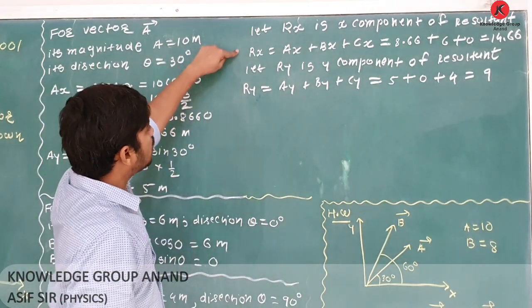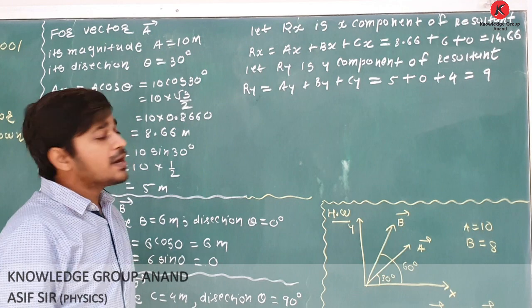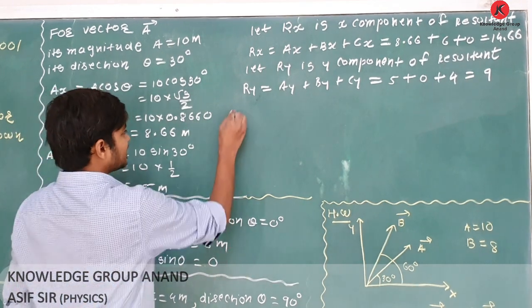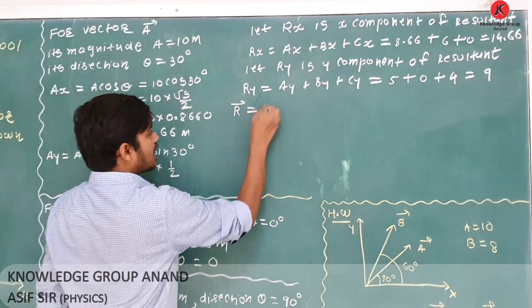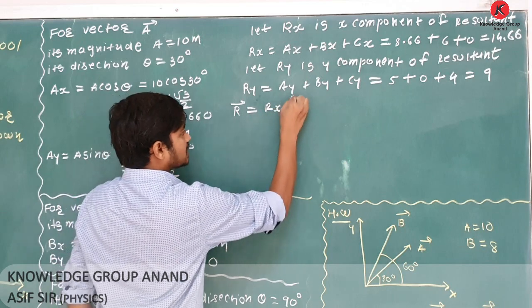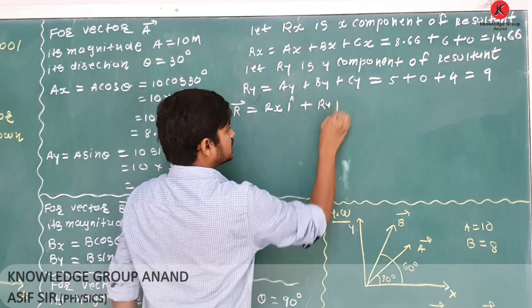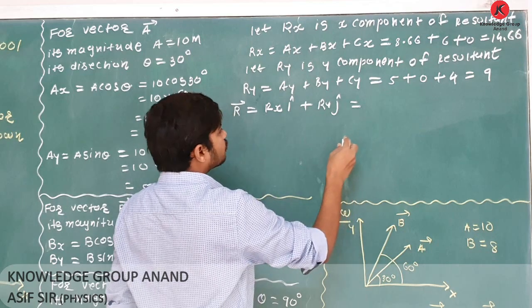Now, yes, you know what is Rx, you know what is Ry. Then how to write resultant vector? See, you can write resultant vector R is equal to Rx i plus Ry j is equal to, what is value of Rx?